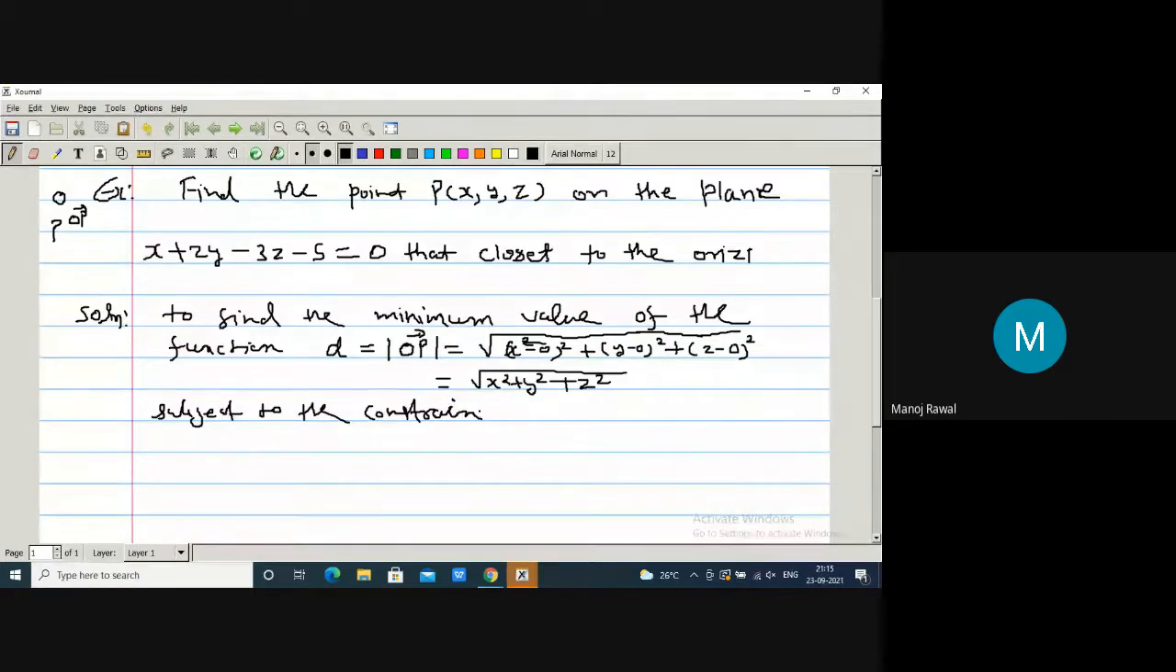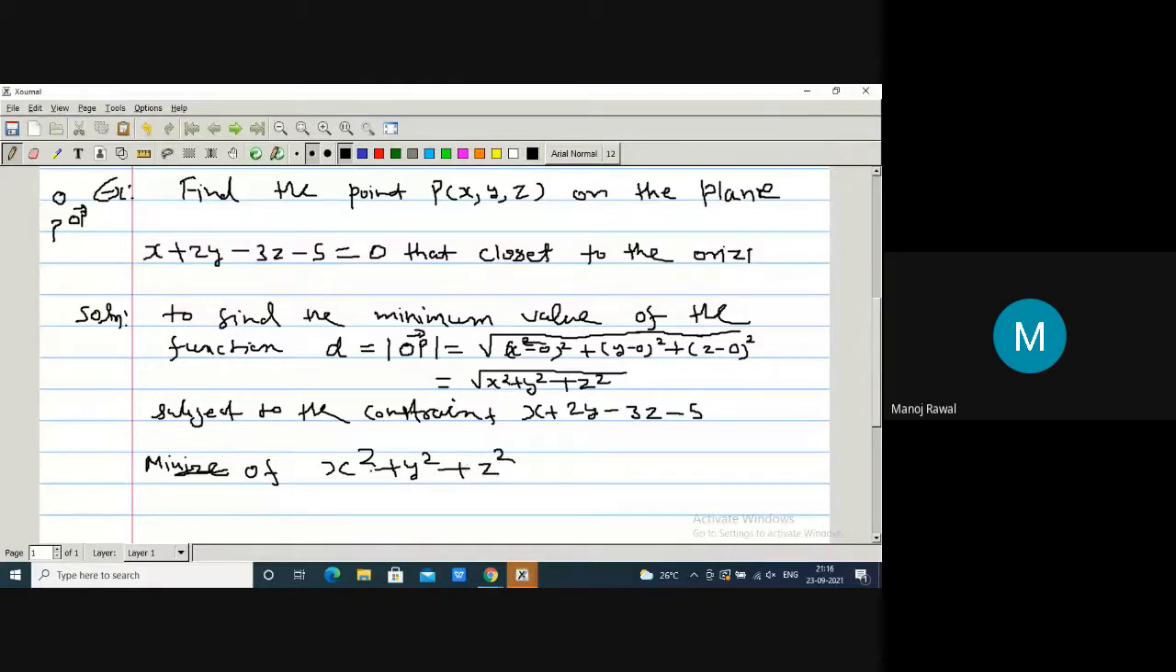What is the constraint we are given in the question? x plus 2y minus 3z minus 5 is equal to 0. Right. So now what will our problem become, students? So now this will become minimizing the minimum of x square plus y square plus z square.